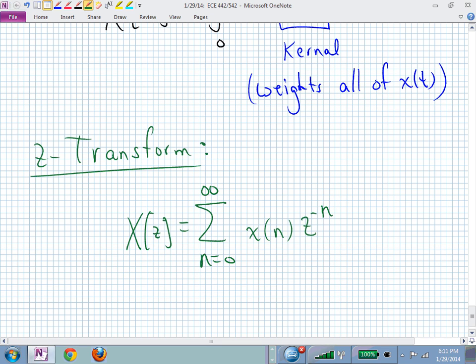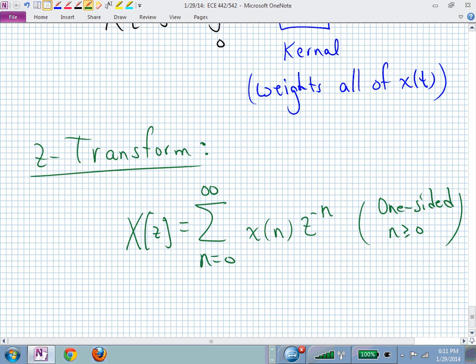This is, though, just one side. This is just worrying about positive indices on the time index, little n. So this we could say is one-sided or right-sided. It's the positive values of the time index, or that's n greater than or equal to 0.